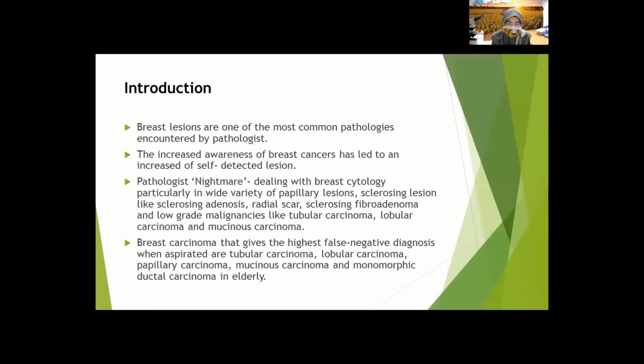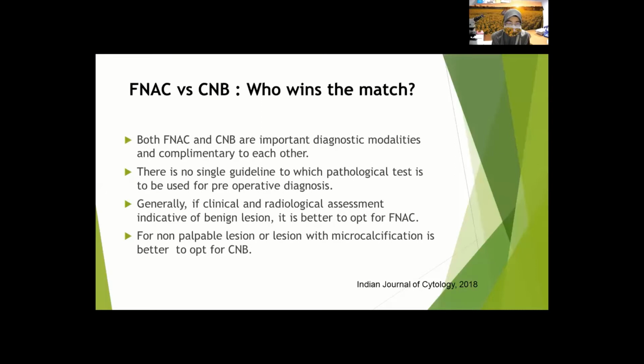So this is a kind of pathologist's nightmare when we're dealing with breast cytology, particularly in a wide variety of papillary lesions, sclerosing lesions like sclerosing adenosis, radial scar, sclerosing fibroadenoma, and low-grade malignancies like tubular carcinoma, lobular, as well as mucinous carcinoma. And all those mentioned carcinomas actually provide the highest false negative diagnosis when they are aspirated, in combination with also monomorphic ductal carcinoma in the elderly. So the trend of core-needle biopsy is now increasing.